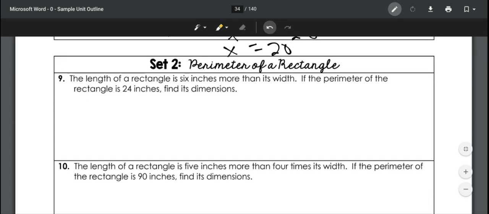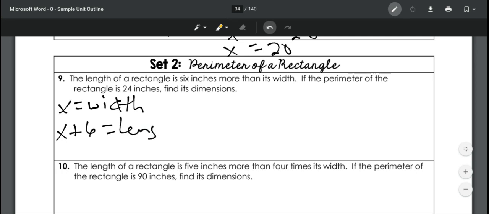So then the other type of problem, second part, is perimeter of a rectangle. So the length of a rectangle is 6 inches more than its width. So the width is going to be your plain X. And the length is going to be 6 more than its width. So X plus 6 equals the length. And we know for perimeter, we do 2 lengths plus 2 widths equals perimeter. Or you can add all 4 of them up, but you got to make sure you count for 4 sides.